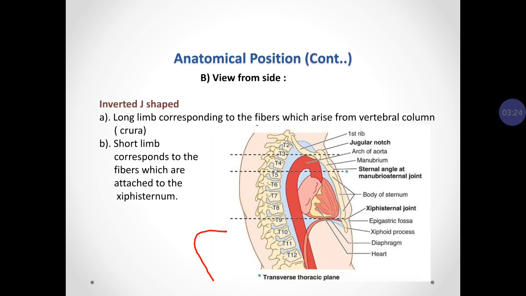When we look at the diaphragm from the side of the body, you can see that it looks much like an inverted J. I have drawn an inverted J on the left side of the slide. The long limb of the diaphragm corresponds to that part of the diaphragm which arises from the vertebral column, and the short arm part of the diaphragm is actually attached to the xiphisternal joint. It is clear on the picture as well.